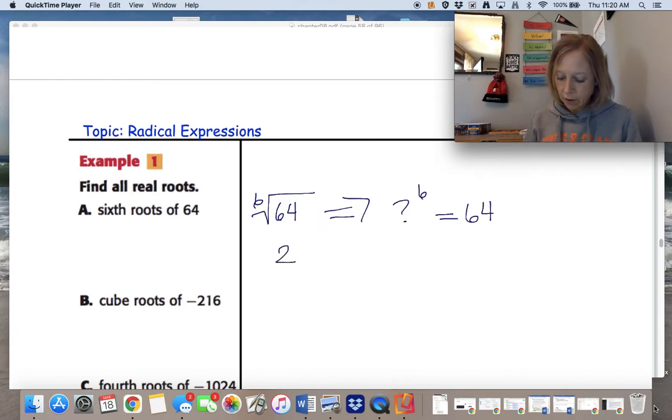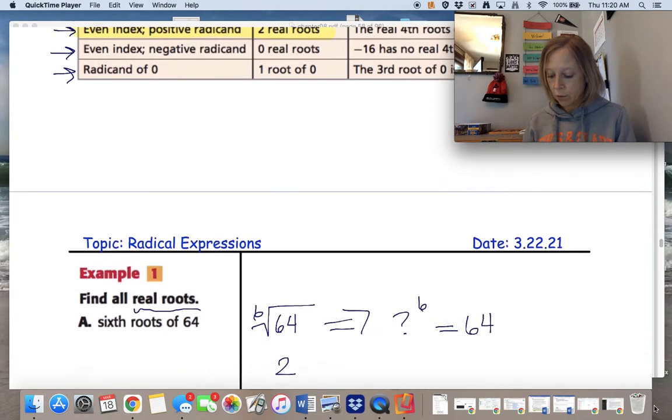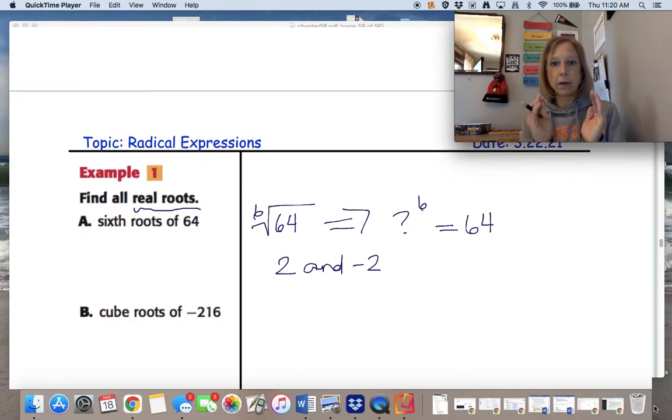But notice it says find all the real roots. We have an even index and a positive radicand. So come up here: even index, positive radicand, there are 2 real roots. So the one that we're missing is negative 2. Because I can take negative 2 to the 6th power, and I'll have a negative 2 times a negative 2, which is positive, another set, which is positive, and then another set, which is positive.